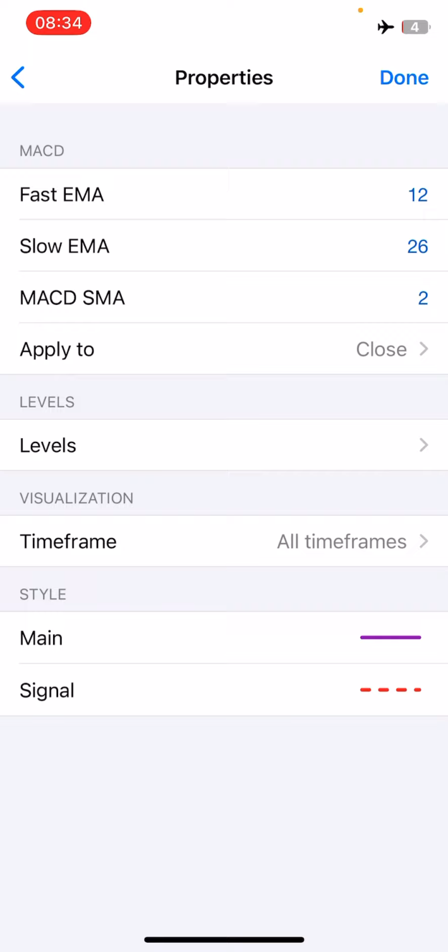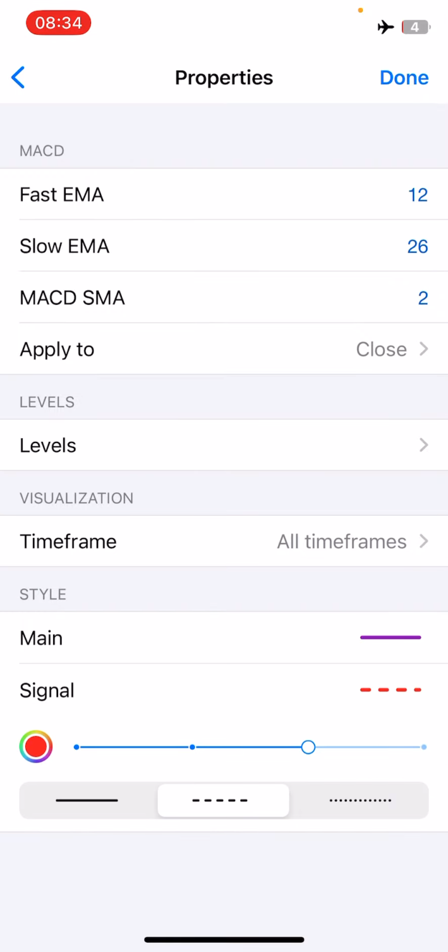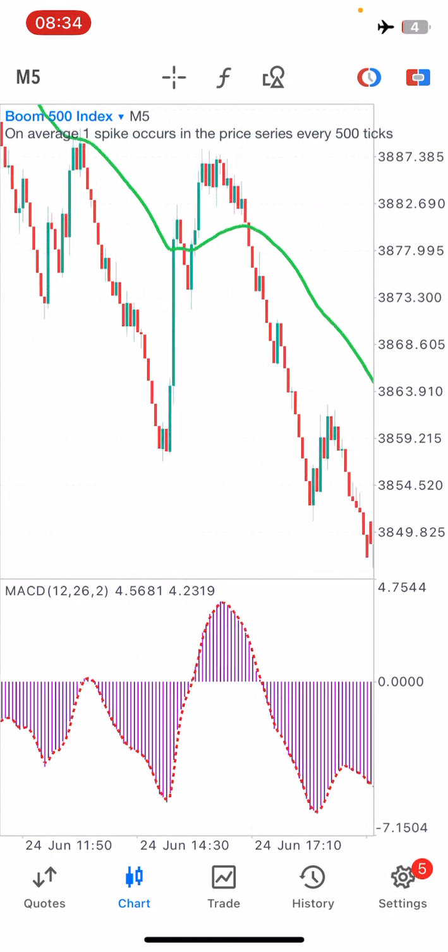Then on visualization, all time frames as usual, and on styling, my main is purple and my signal is red. Please make sure you use visible colors on this one, because it will be very important when we are looking for entry points. You will need to remember these colors. We'll simply click done, and as you can see, we now have the MACD installed down there.